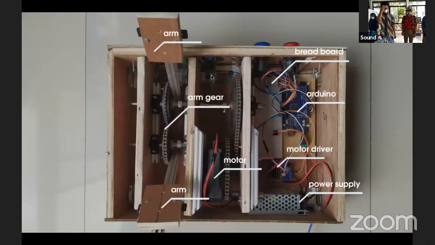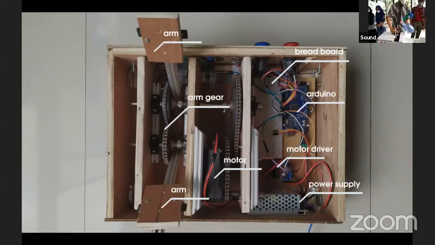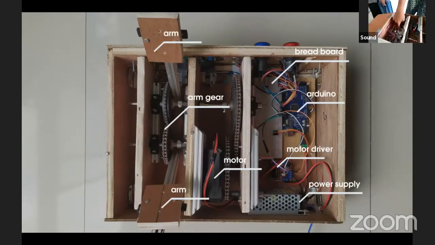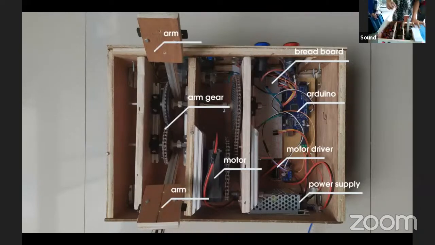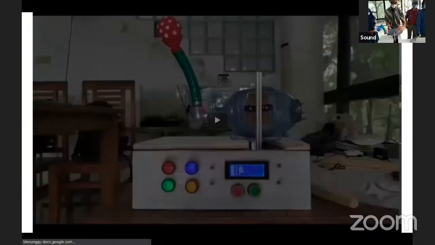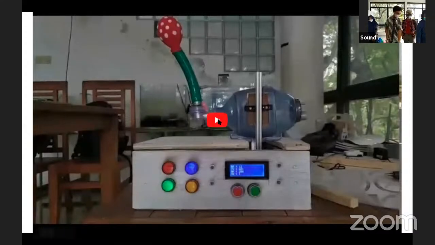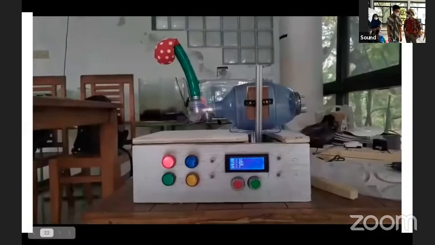If you look inside, there is a lot of electrical stuff. This is the Arduino, breadboard, LEDs, gears, motors, and many gears for the arm. This is the power supply for supplying the power. This is the motor driver controlling the motor, and many more things. This is the video of the ventilator.